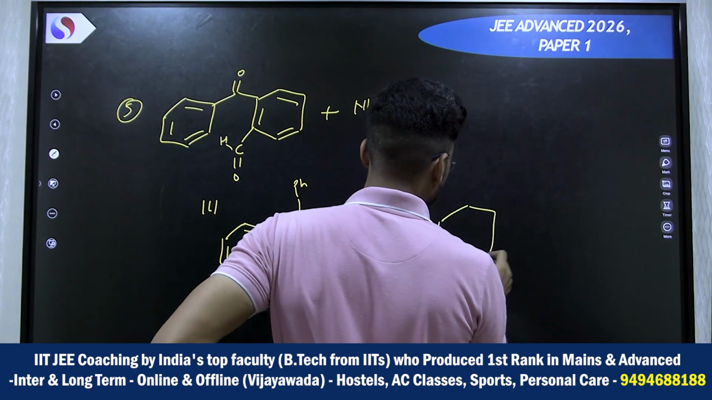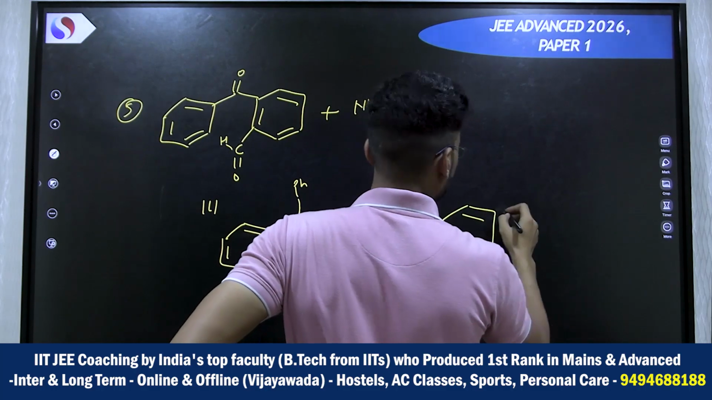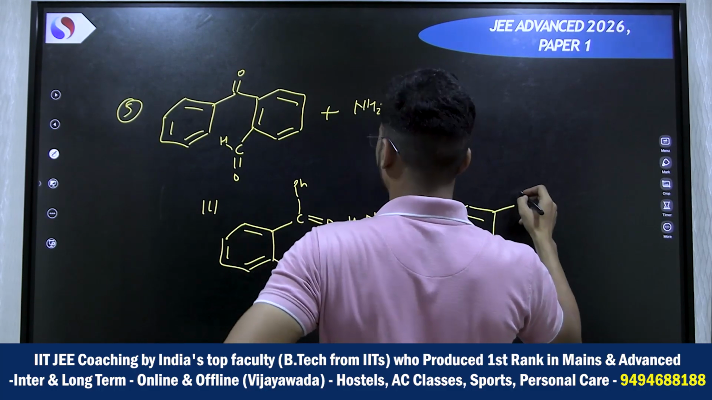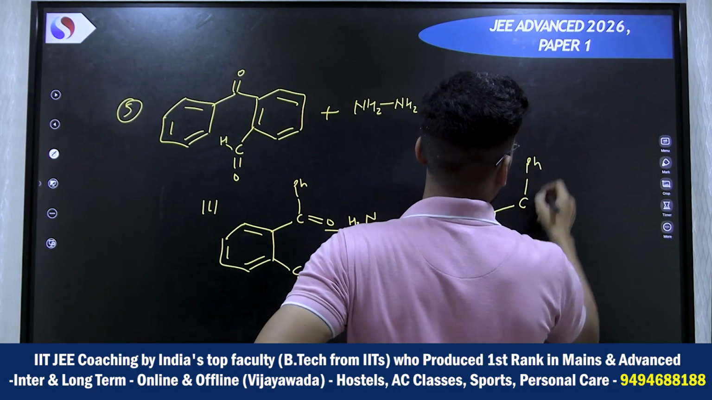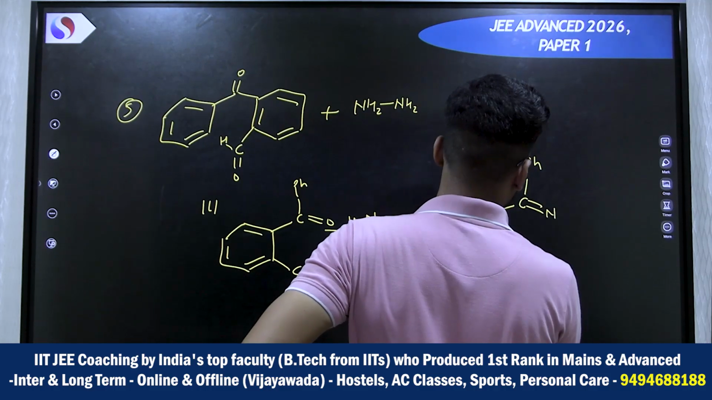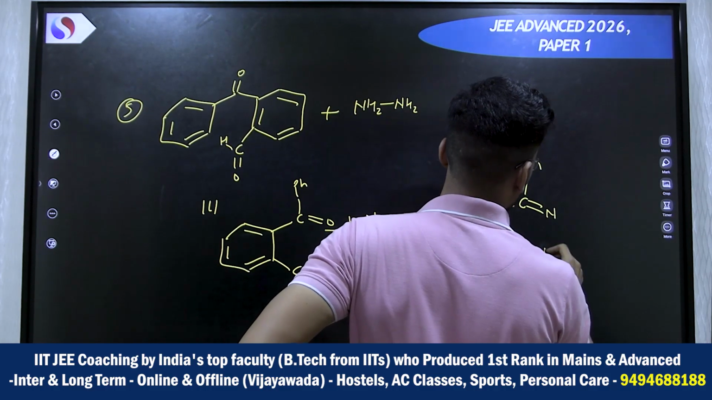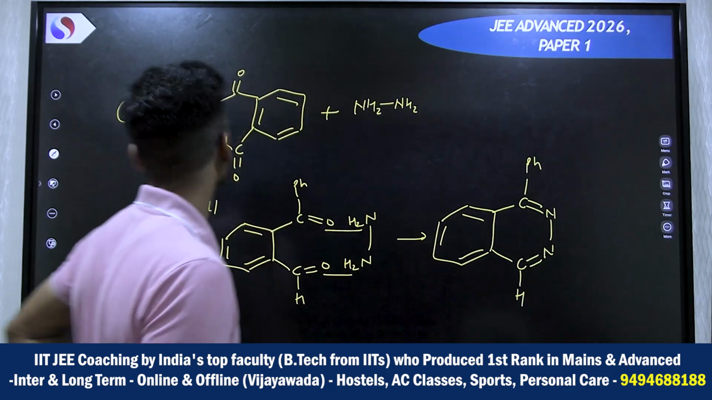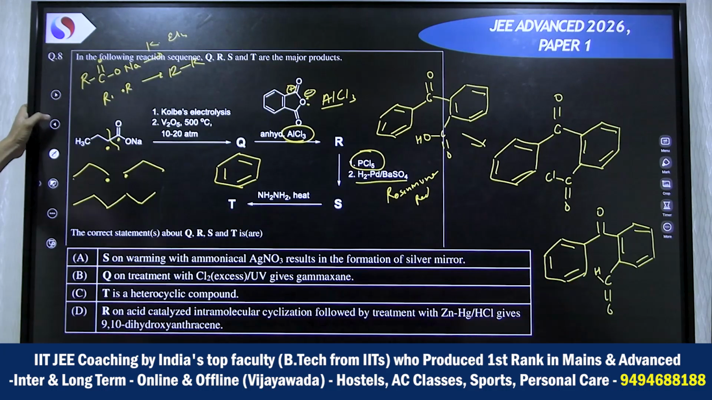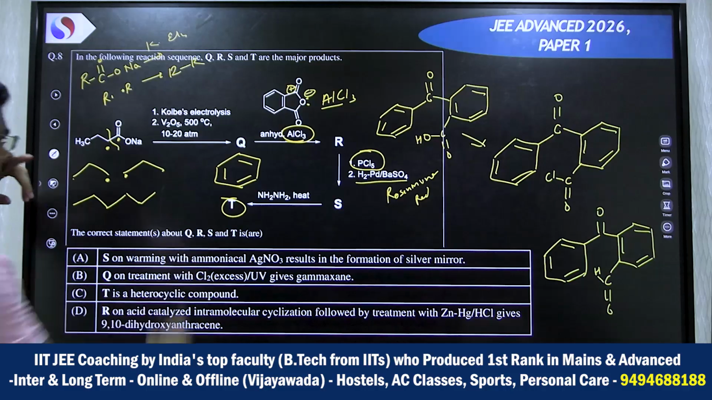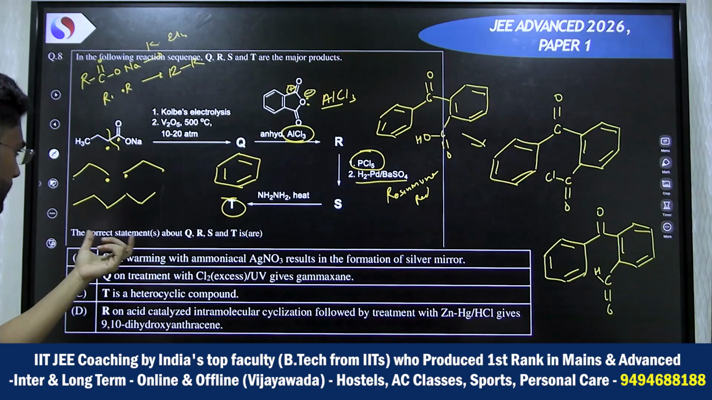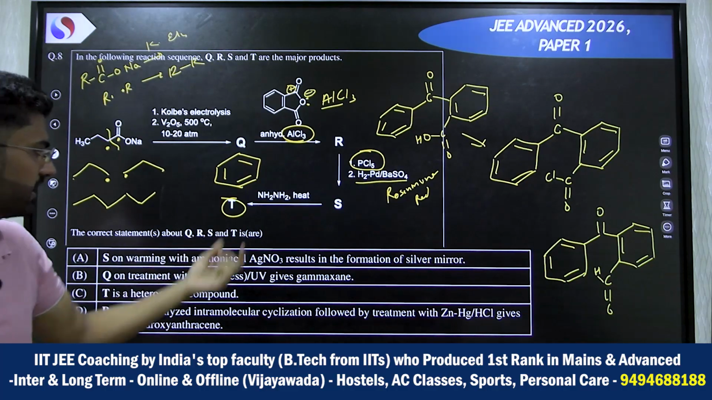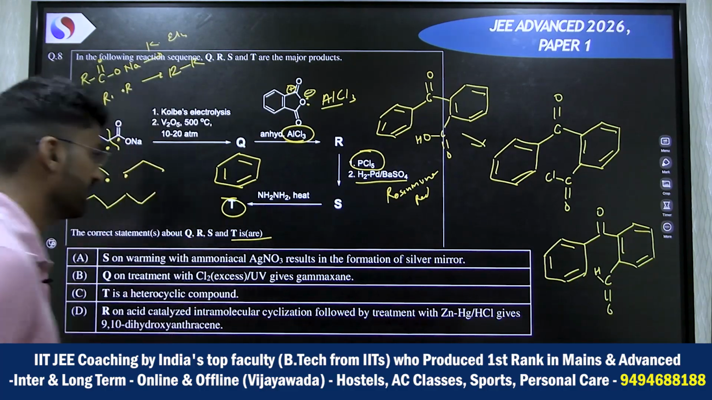So what will it form? This is a benzene, carbon here, phenyl group. This is nitrogen, carbon double bond nitrogen, so there is a hydrogen. So this is my product T. Okay, all products are there. So let me read the statements. The statements about Q, R, S, T, 'is and are' means there are multiple correct answers.